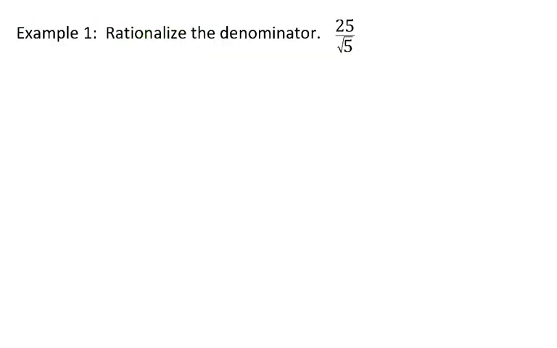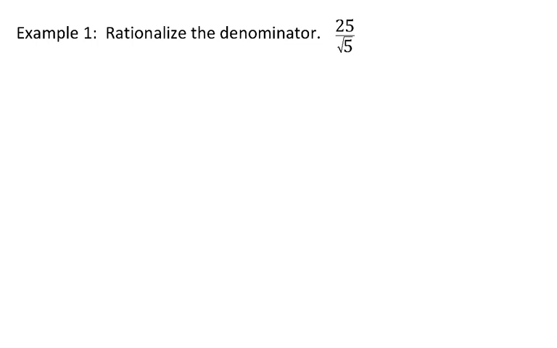Let's jump right in. So suppose we want to rationalize the denominator in this expression, 25 divided by the square root of 5. There's an irrational number in the denominator. That's impolite. We cannot leave that there. So what can we do?